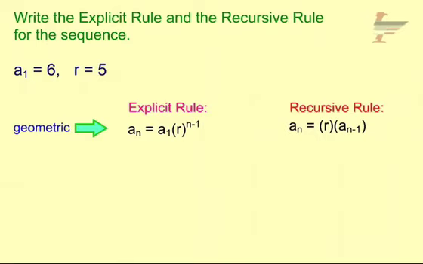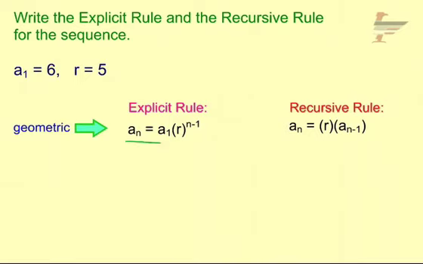Write the explicit rule and the recursive rule for the sequence. Now, they told us the first term is 6 and the ratio is 5, which tells me this is a geometric sequence because of the common ratio. So we have to write an explicit rule. Explicit rule is just what we have been talking about this whole time. Anytime you've written a geometric sequence, it has been explicit.